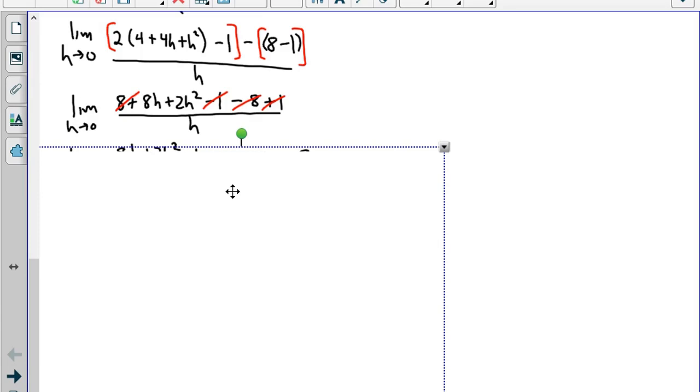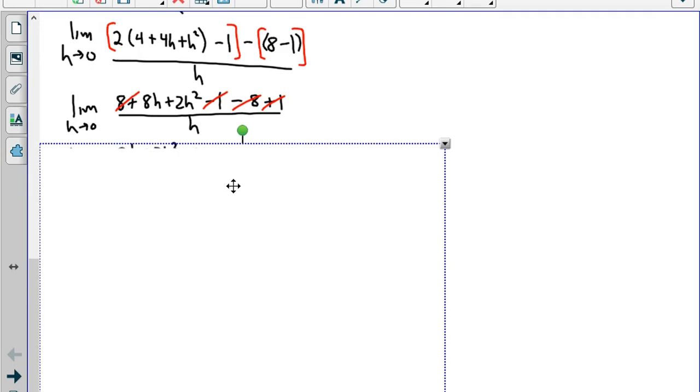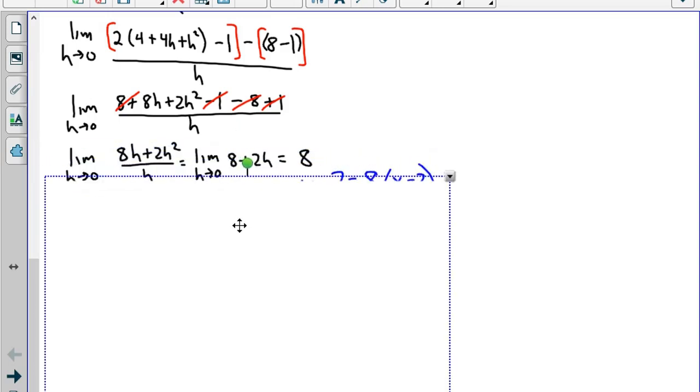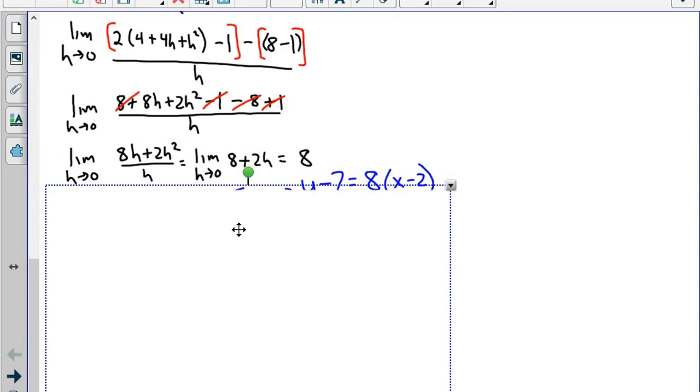In method 1, if you're doing this right, you should always end up with every term in the numerator having an h in it. If you don't end up with every term in the numerator having an h in it, so then everything cancels out, there's a problem. Okay, so then I have the limit as h approaches 0 of 8h plus 2h squared all over h.